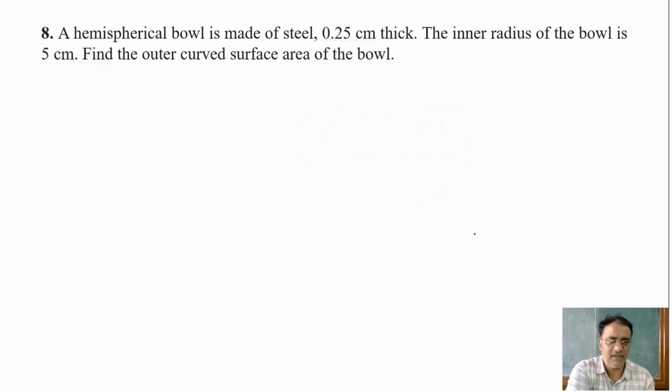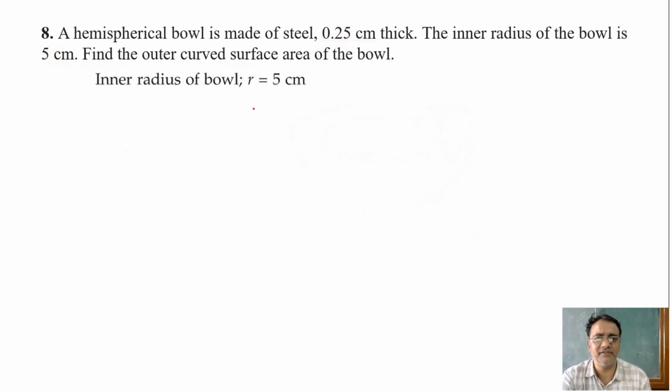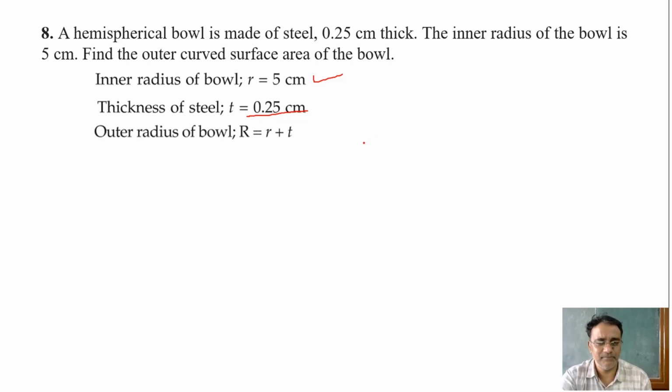Okay, so we'll start with inner radius of the bowl. R is equal to 5 cm and thickness of the steel, let it be t, 0.25 cm. Now the outer radius of the bowl will be R plus t. That is 5 plus 0.25. So we are getting 5.25. Any doubt up to this step?